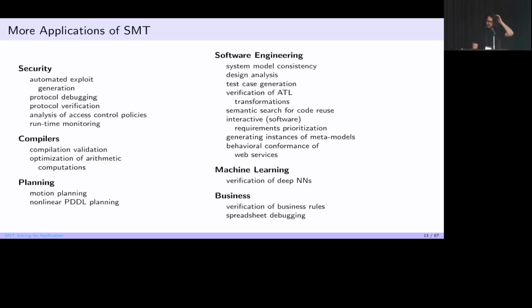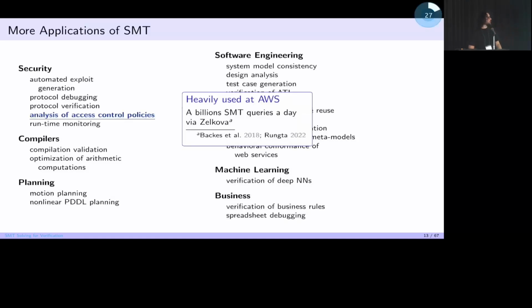And some of these applications have been more successful than others. In particular, I just wanted to highlight this one because it has used a lot of work that we in the CVC5 team have done: the analysis of access control policies in the cloud at Amazon Web Services. They have built this tool called Zelkova, which encodes questions about whether an access policy gives as much permission as an access policy that you trust.